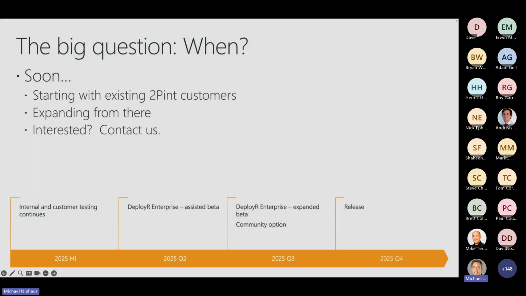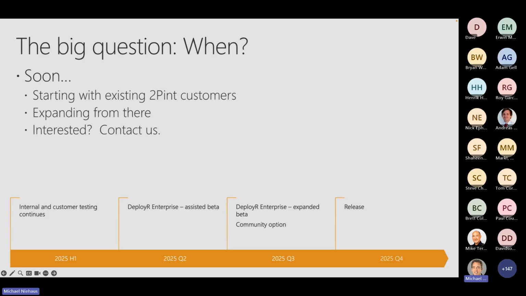All right, let's talk availability. That's always the big question. When? We are currently in the second quarter of 2025. So our hope is that we will be testing with existing 2Pint customers in the very near future and expanding out from there. We're hoping that we'll have expanded beta in the third quarter and then be ready to release hopefully by the end of 2025.